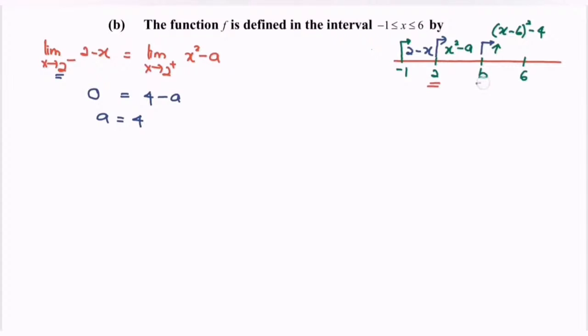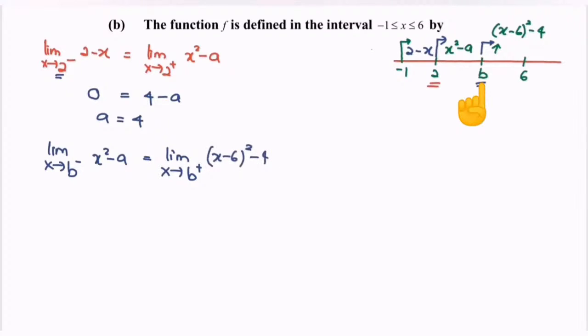Next, we're going to discuss b. So limit when x approaching b from the left, and the function will be x squared minus a, equals to limit when x approaching b from the right, and the function will be x minus 6 bracket square minus 4. So kindly substitute the value, and we will have b squared minus the a. So in here, the value of a is equals to 4. Equals to the right hand side. If we substitute the value b, we will obtain b minus 6 square minus 4.